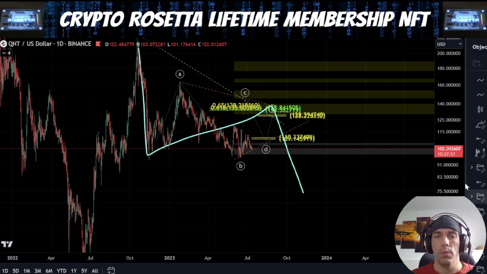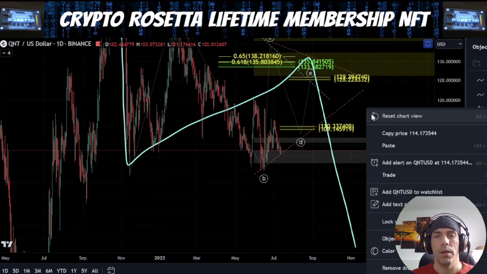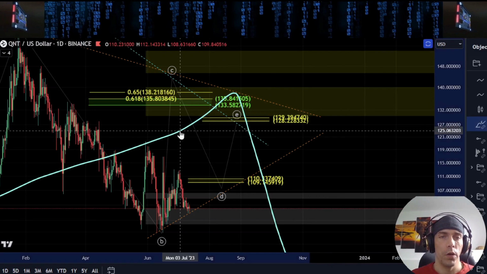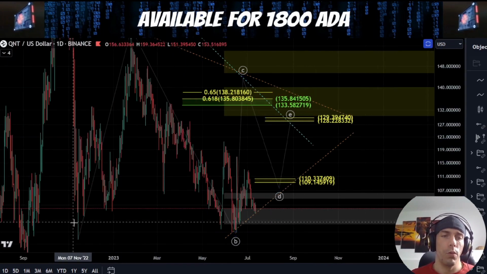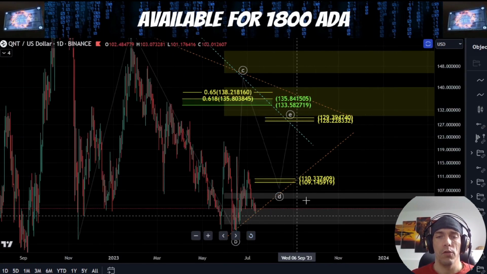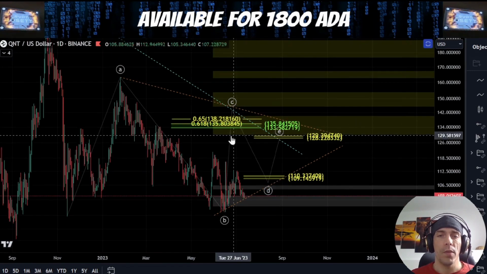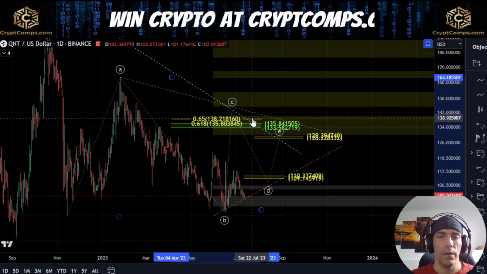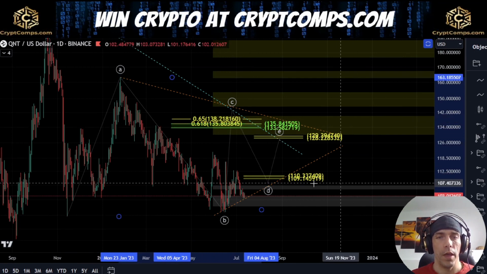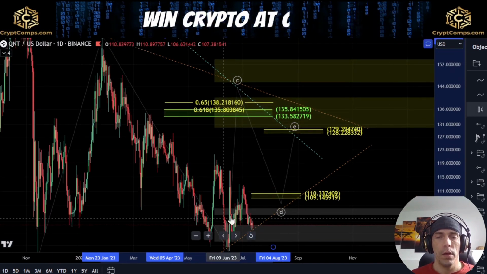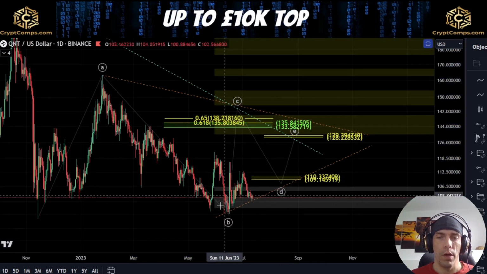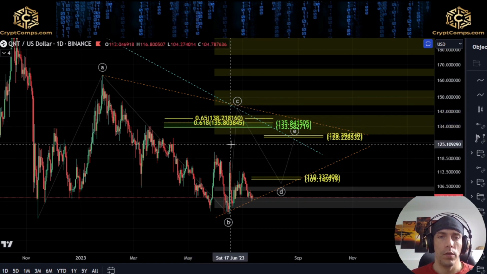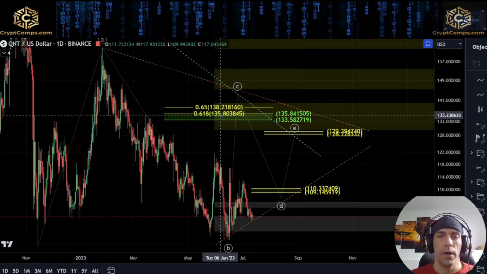So the way that we'd be looking at this effectively would be the same idea here. What we'd be having here is slightly different target levels though. So we have targets drawn off of actually measuring this A wave and measuring off this B wave. So the green target here is actually based off of the B wave, and the yellow target is actually based off of the A wave. So these are going to be interesting levels. If we do see three waves to the upside here, I will be keeping an eye on this zone here, this 138.21 to this 135.80.